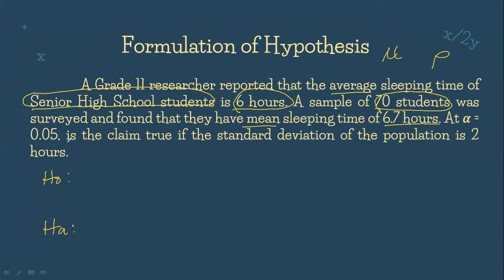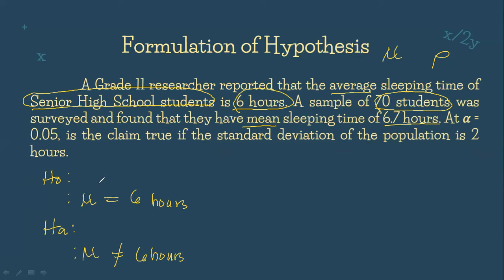At a level of significance of 0.05, is the claim true if the standard deviation of the population is 2 hours? So as you can see, wala naman pong mga words na nagsasabi na it is greater or lesser. So therefore, alam po natin na pwede nating magawa dito is the null hypothesis muna. So in symbolic notation, that is mu is equal to 6 hours. So dito naman po, anong kabaliktaran ng equal? Unequal po. Opo, is not equal to 6 hours.